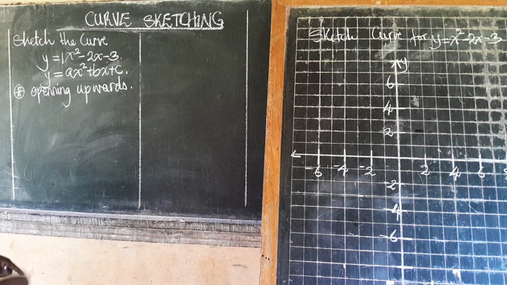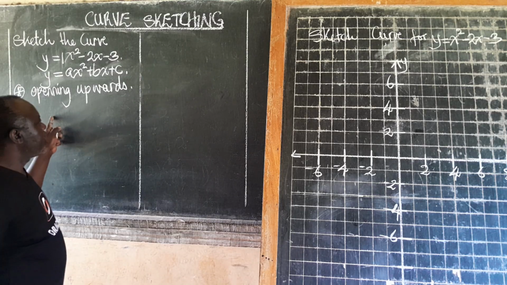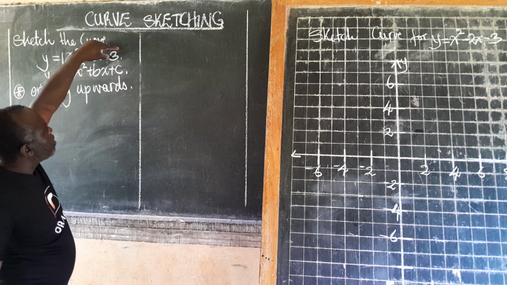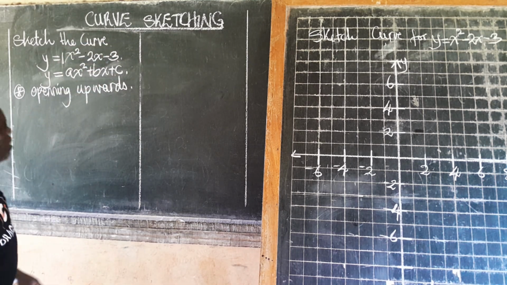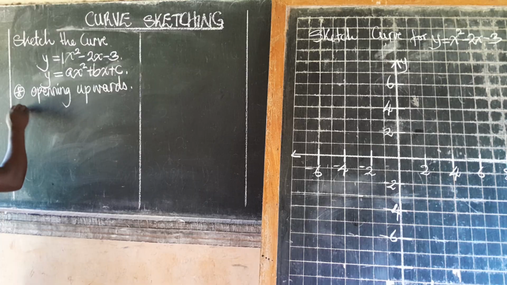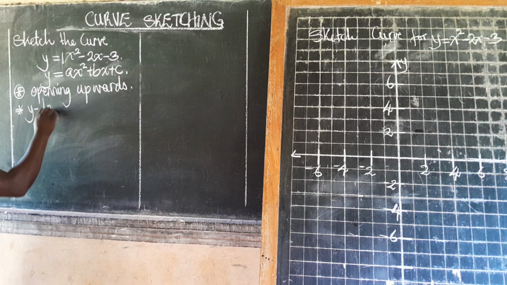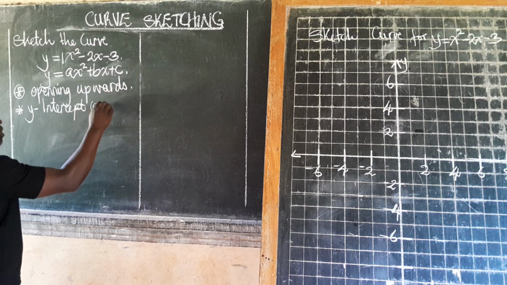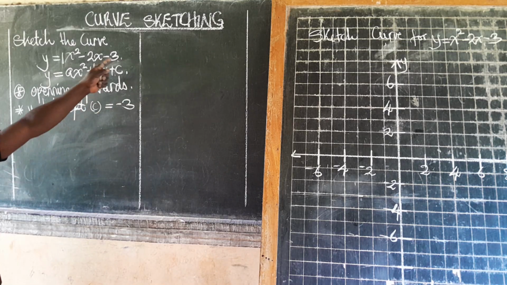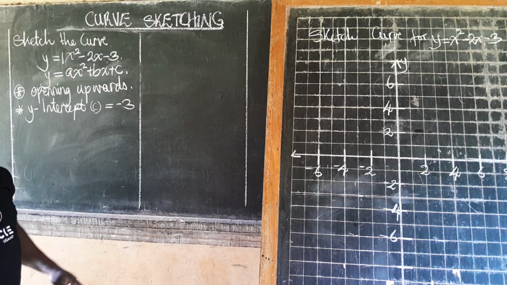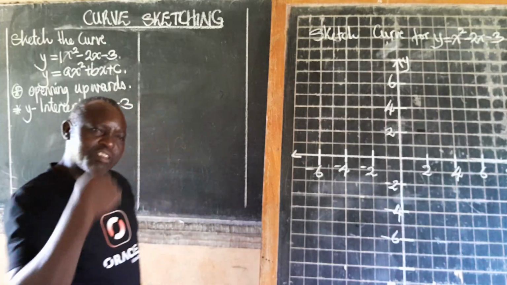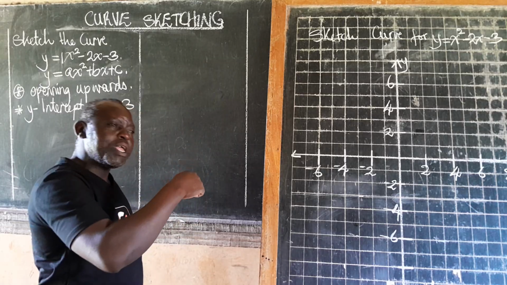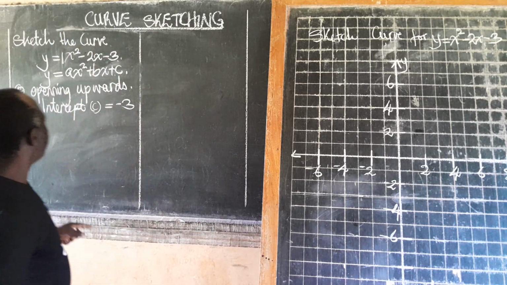Then 2, let us have a look at what this negative 3 is standing for. We said that the c stands for the y-intercept. Therefore, the y-intercept c equals negative 3 from here. To remind you what the y-intercept is, that is the point along the y-axis where the curve cuts in.